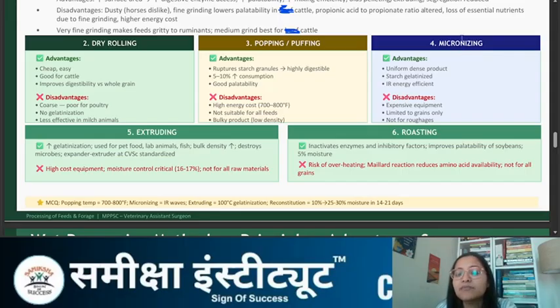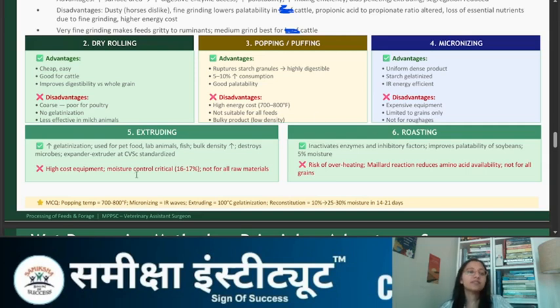Then micronizing, where we used 3 into 10 raised to 8 to 3 into 10 raised to 11 microwaves. So there is uniform, dense product formation. Starch gets gelatinized. Infrared rays are energy efficient. But the disadvantage is that expensive equipment is required for its formation. It is also limited to grains only, not for roughages.